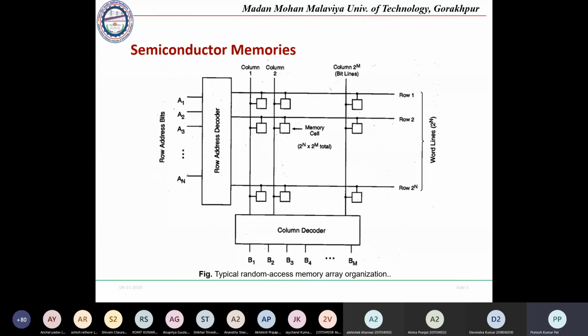It will be having some columns. These are the columns, column 1, column 2, and so on up to 2 to the power m number of columns. If any memory is given to be 2 to the power n cross 2 to the power m, that means the first term will be representing the rows, and the second term will be representing the columns.